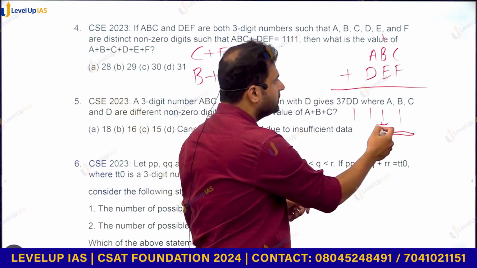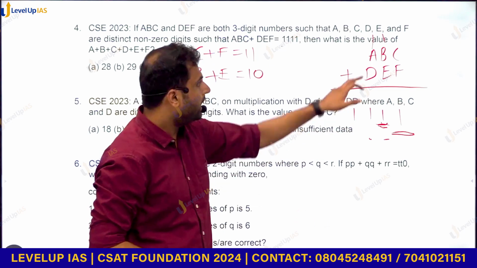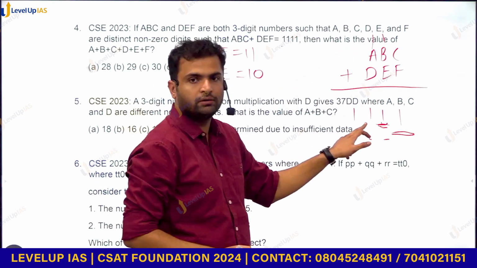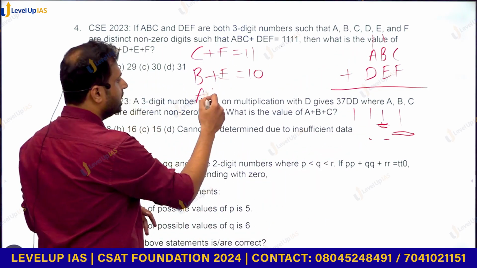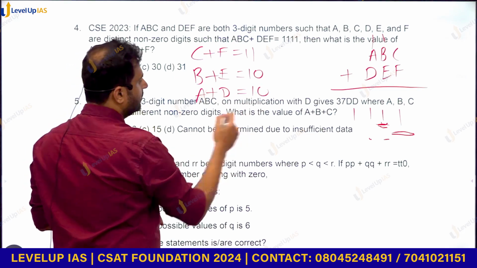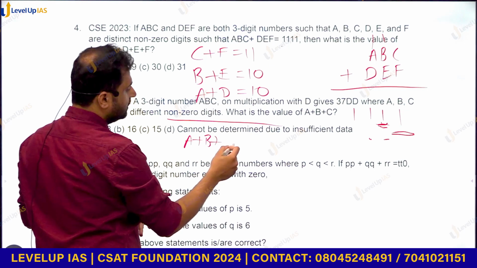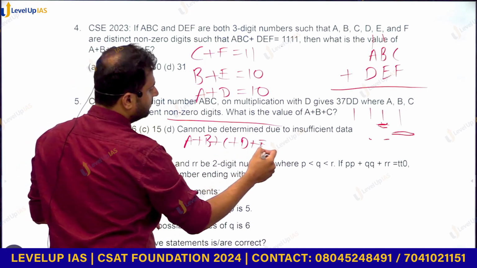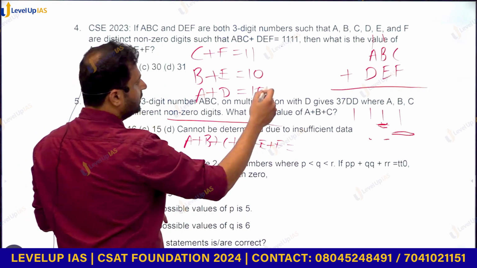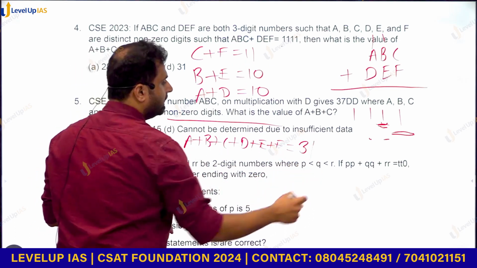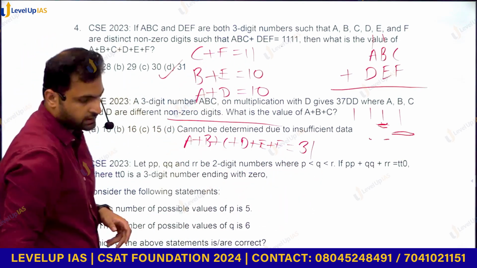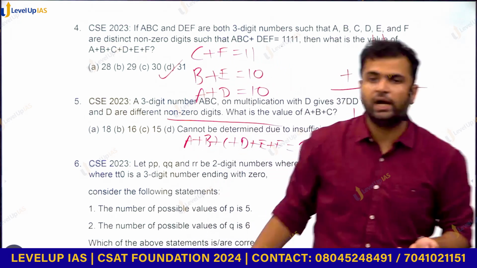And because this is 11, 1 is again carried forward. And A plus D plus 1 is again 11. So A plus D also has to be 10. If you add all of them, you get A plus B plus C plus D plus E plus F equal to 10 plus 10, 20, plus 11, 31. That is the answer. This question was simply from the addition chapter.